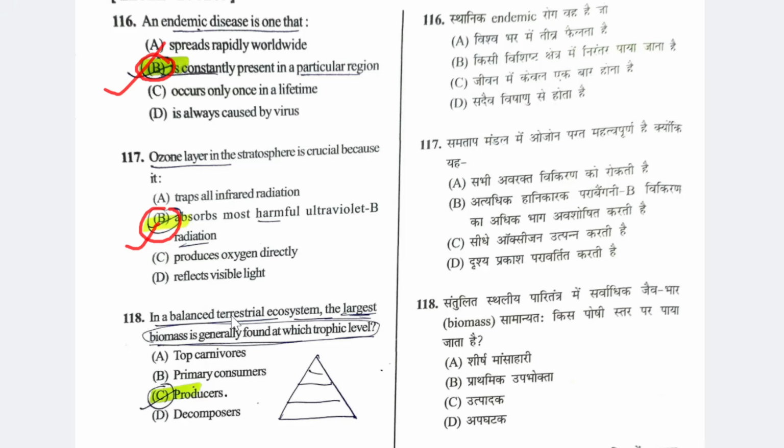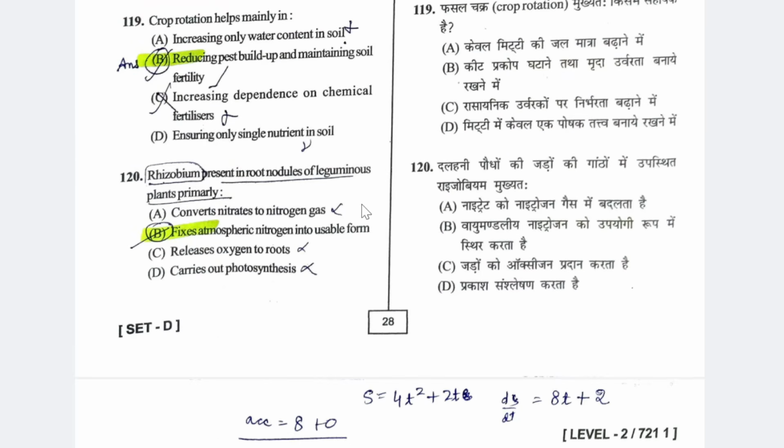In a balanced terrestrial ecosystem, the largest biomass is generally at which trophic level? So it is at the producer level. 119. Crop rotation mainly helps in reducing pest buildup and maintaining soil fertility. Option number B. Rhizobium present in the root nodule of leguminous plants primarily fixes atmospheric nitrogen into usable form. Option number B will be correct.